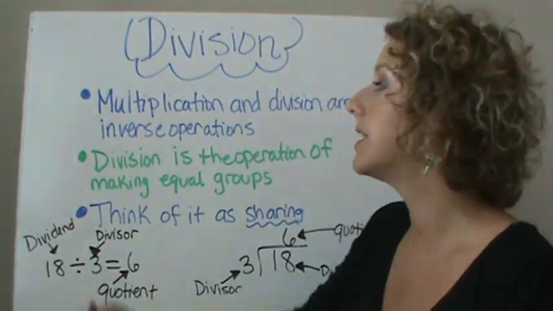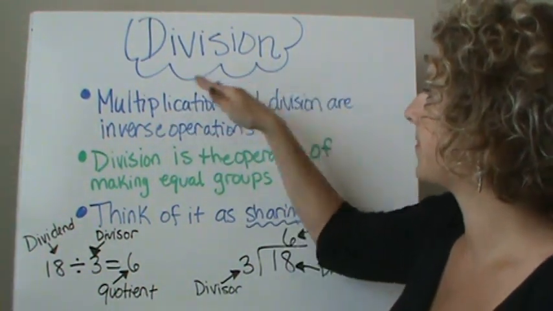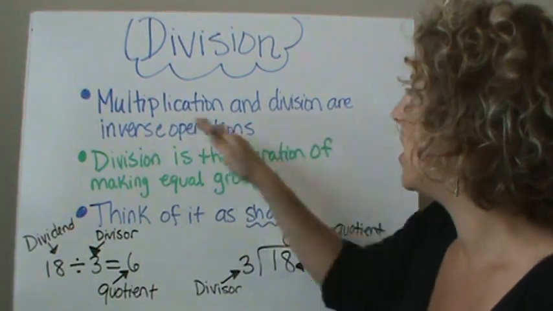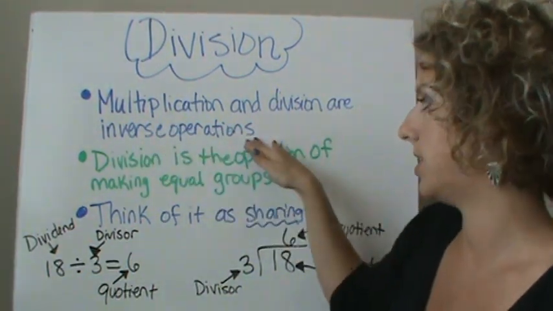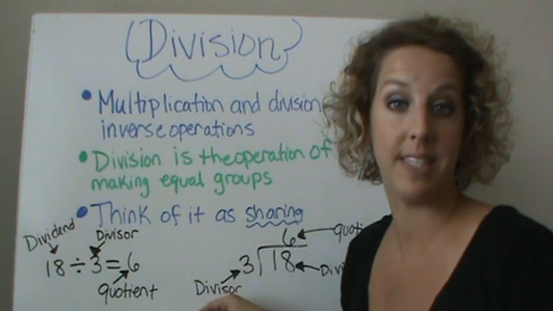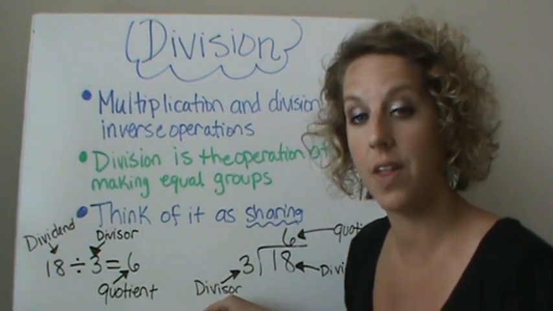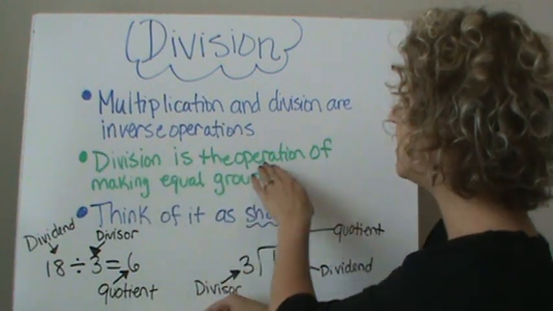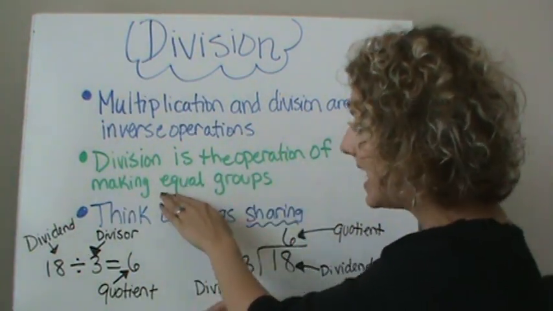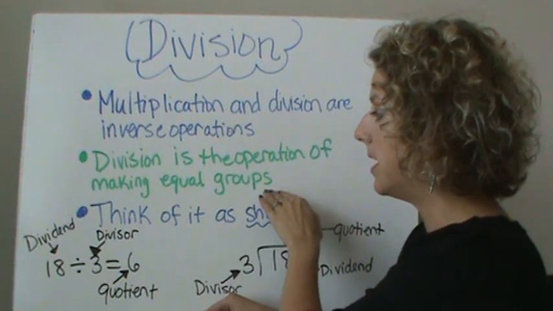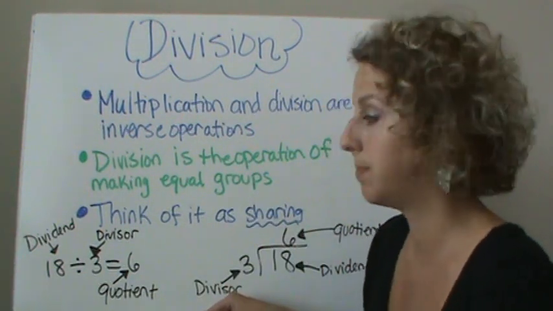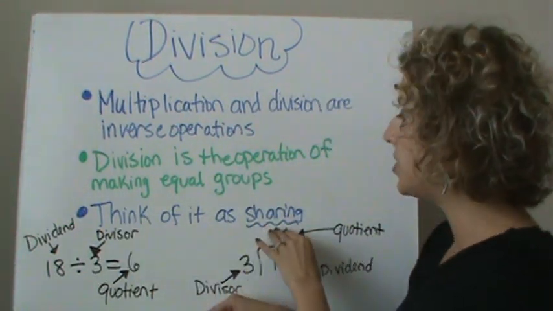In this lesson, you will explore division. Multiplication and division are inverse operations, or they are the opposite, just like addition and subtraction are opposite of one another. Division is the operation of making equal groups. They have to be in equal groups. Think of it as sharing.